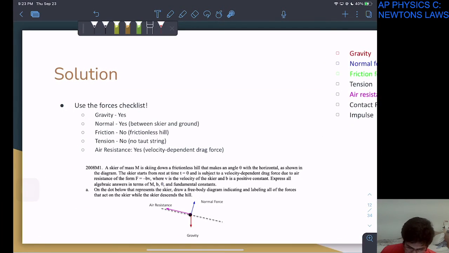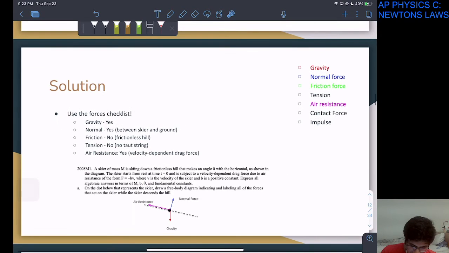Okay, free body diagram. So what we're going to do is go through the checklist. And because these slides aren't animated, it's already showing the answer, but let's take a look. So is there gravity? Well, yeah, we're on Earth, right? So there's going to be gravity. And the gravitational vector points straight down in the direction of the Earth. Do we have a normal force? Yeah, we do. We have a surface here, right? We have a normal force that's basically opposing the y component of gravity.